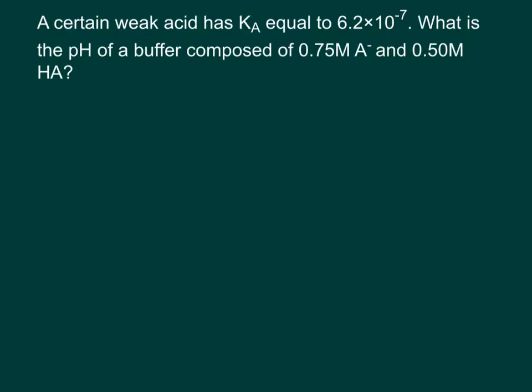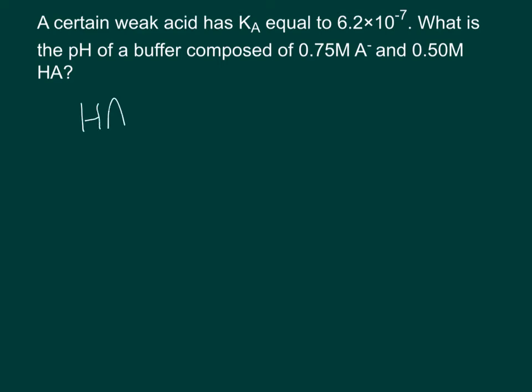To introduce this idea, also to show you the amazing buffering capabilities of a buffer solution, I thought we'd start with a buffer problem. A certain weak acid has Ka equal to 6.2 times 10 to the negative 7. What is the pH of a buffer that is 0.75 molar A- and 0.50 molar HA?